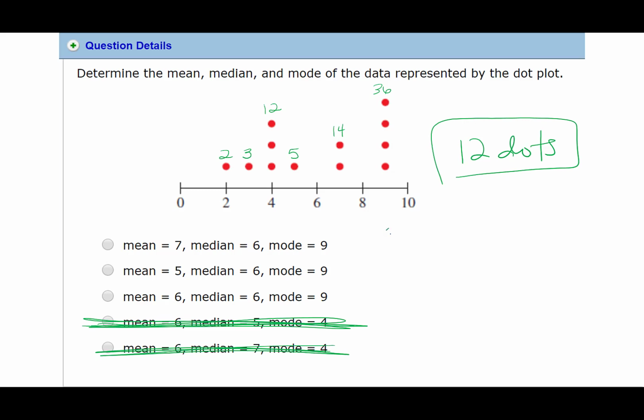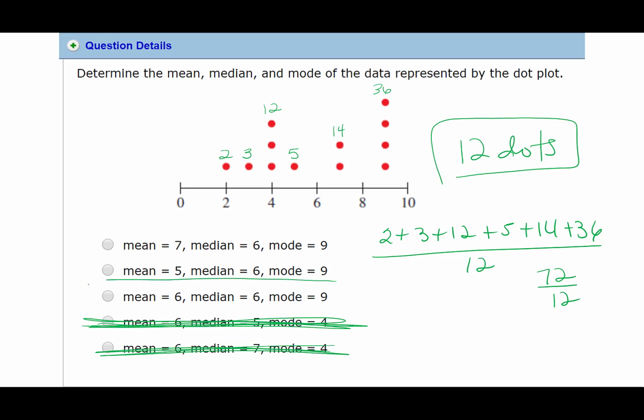Now if we add these values together, 2 plus 3 plus 12 plus 5 plus 14 plus 36, divide that by 12. When you add that together, it's 72. 72 divided by 12 is 6. Looking back at our multiple choice, there's only one answer choice that has a mean of 6, and it does have the mode of 9, so let's just check the median real quick.